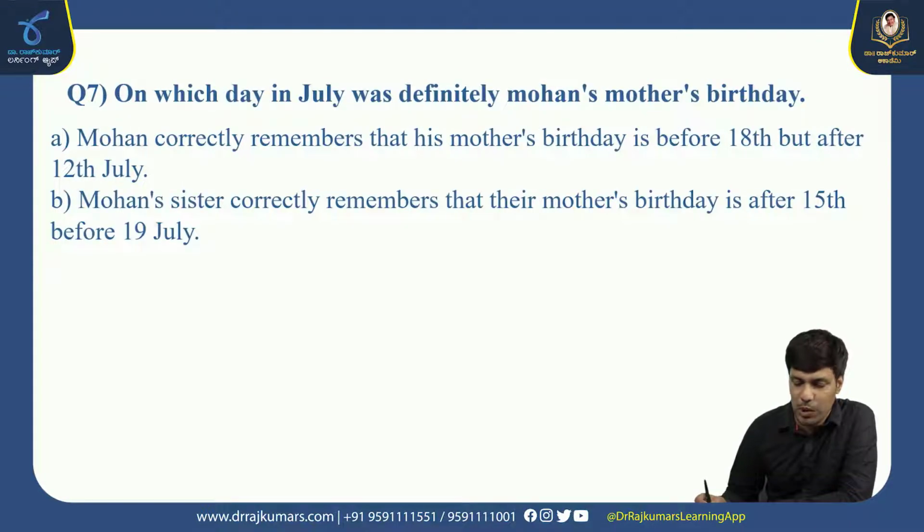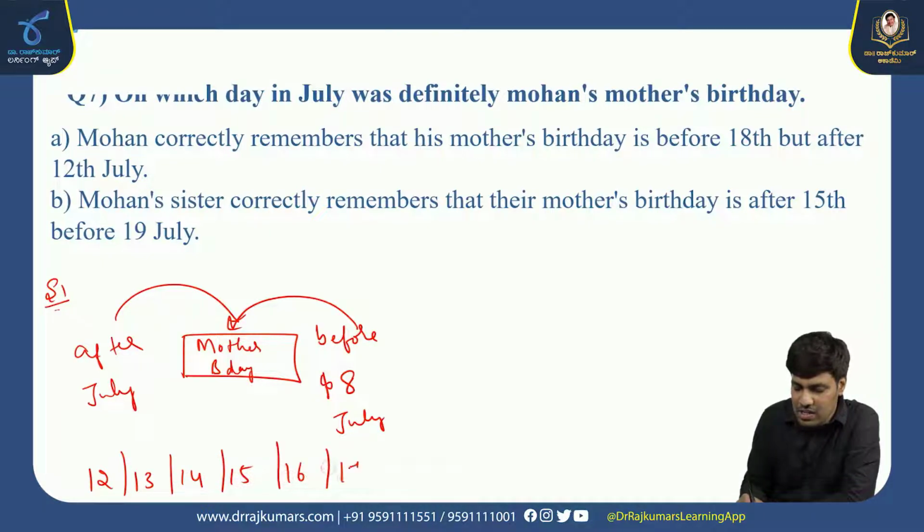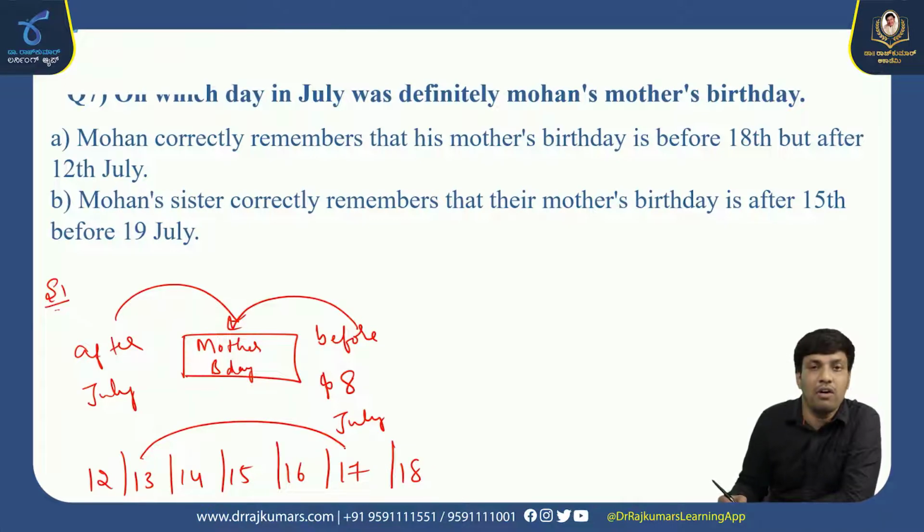On which day in July was definitely Mohan's mother's birthday? Statement 1. Mohan correctly remembers that his mother's birthday is before 18th but after 12th July. Between these we have 12, 13, 14, 15, 16 and 17. In these cases, with dates 12 to 17, we can't find on which day is Mohan's mother's birthday. So the data given here is not sufficient to answer the above question. So statement 1 is not sufficient.